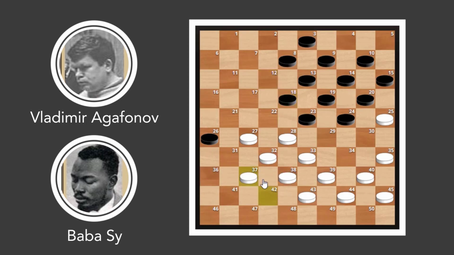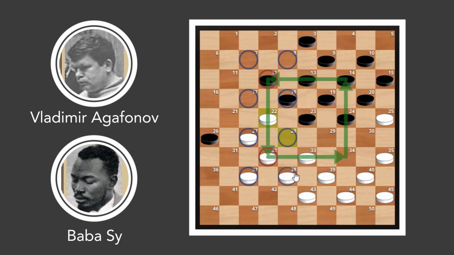And then Vladimir played 8-12. So 8-12 was played by Vladimir. And then White answered the move by playing 28-22. So if you draw the square again, we see that the vertex at 12 is surrounded by 7, 8, 18, 17. And that of 32, we have 28, 27, 37, 38.